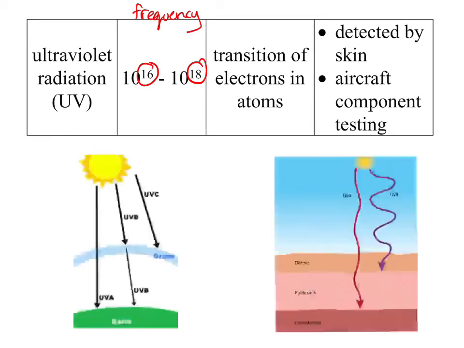And of course, this is detected by our skin. Okay, but it can also be used for something useful, and that's aircraft component testing. I don't know how they do it, but they do it. That's awesome. So UV, of course, there are different types of UV rays, UVA, UVB, and they are defined by how much energy they have. UVA rays have much more energy than UVB rays, and so therefore they have much more penetrating ability. So we definitely need protection against those UVA rays. Absolutely, but UVB also really good.